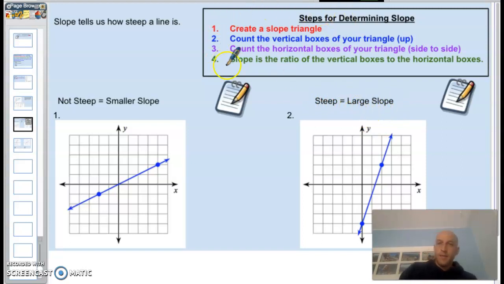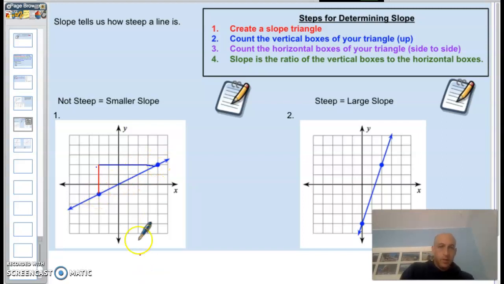All right, up here we have these steps for determining slope. So if you get stuck on your independent practice, come back here and look at these steps. So the first thing we're going to do is we're going to create our slope triangle. And the nice part is we have 2 points that we're going to use. So we're going to start down here, and we're going to go up, and we're going to go over. And you can see we've created a triangle that connects the 2 points, okay?